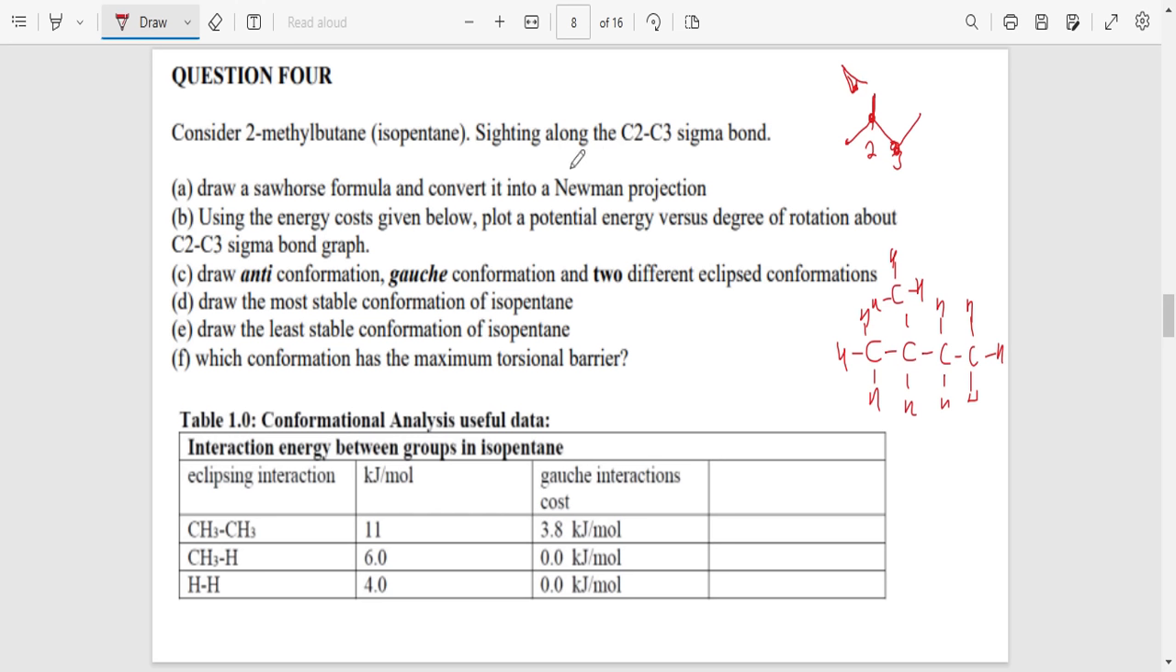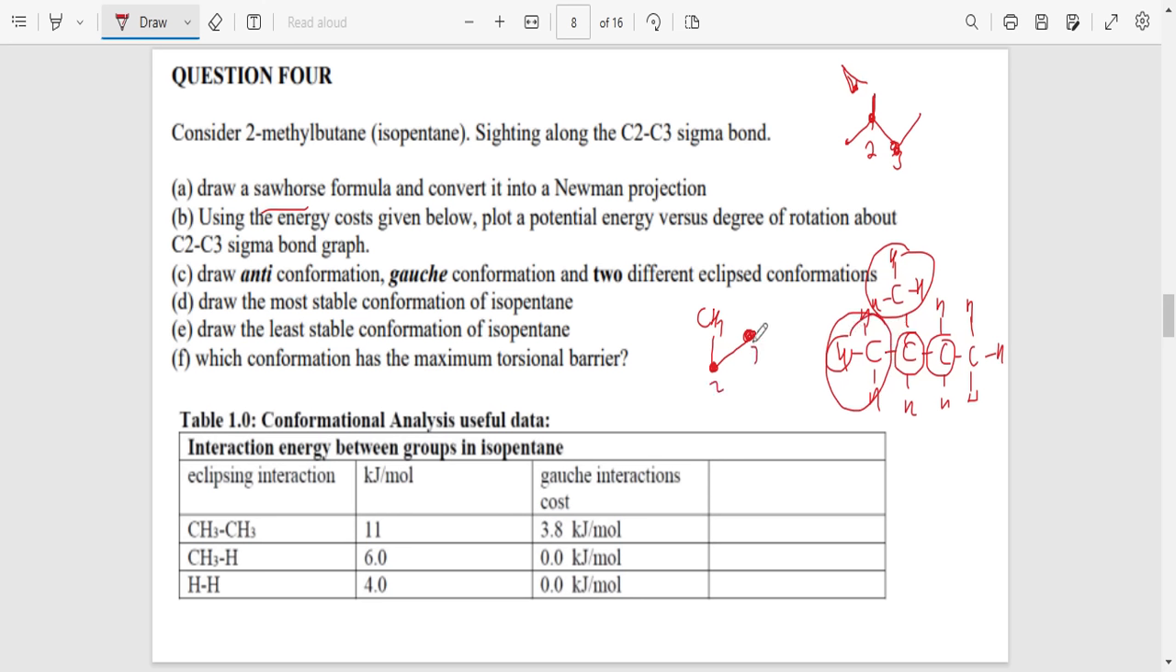So to write a Sawhorse formula, I'm taking this carbon and this carbon. How am I going to write that? I'm going to write 1 carbon here, that is carbon number 2, and then write like this. This is carbon number 3. Now on carbon number 2, you can see a methyl on top. Let me write a methyl on top like this, CH3. And then we can also see a methyl this side, just on carbon number 2. This is carbon number 2, this is carbon number 3.